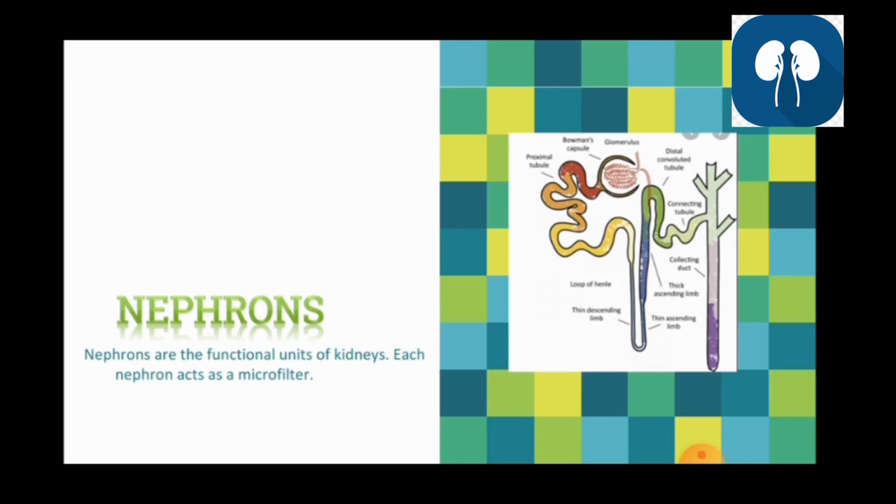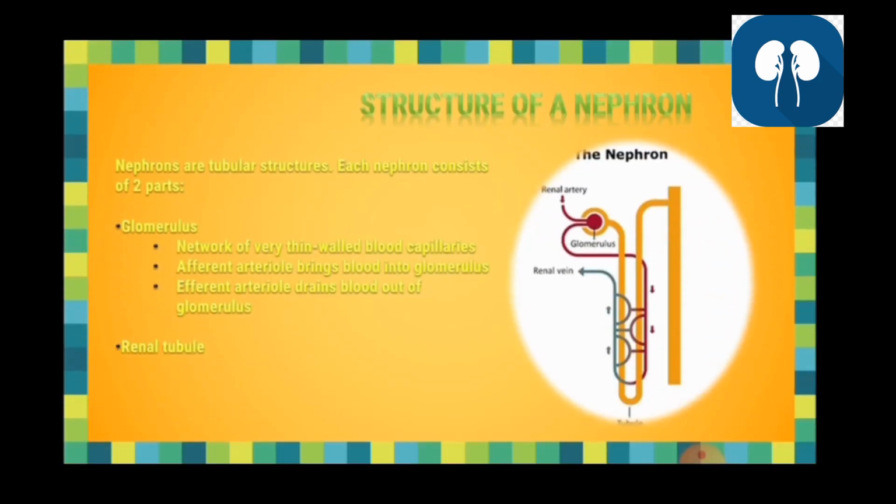Now children, let us talk about nephrons. Each kidney has nearly 1 million complex tubular structures known as nephrons. Nephrons are the functional unit of the kidney, and each nephron acts as a microfilter. So the functional unit of the kidney is the nephron. Each nephron is a tubular structure and consists of two important parts. What are those 2 important parts? Glomerulus and renal tubule.